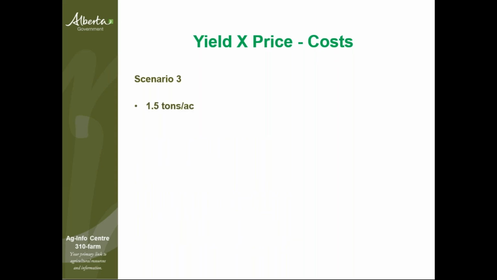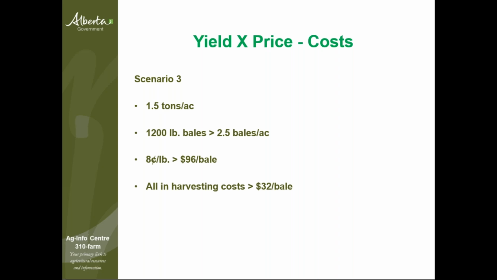Scenario 3, we're going to go with that 1.5 tons an acre again. 1,200 pound bales, 2.5 bales to the acre. We're going to use 8 cents a pound, which gives us $96 a bale. Again, the all-in harvesting costs are $32 a bale. So that leaves a standing hay price of $64 a bale. In that case, the share turns out to be 2/3 for the landowner and 1/3 to the tenant.